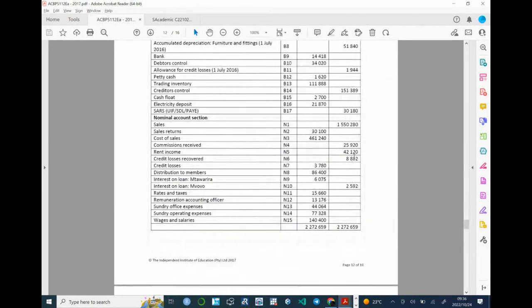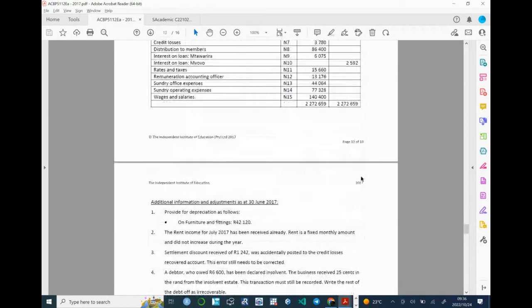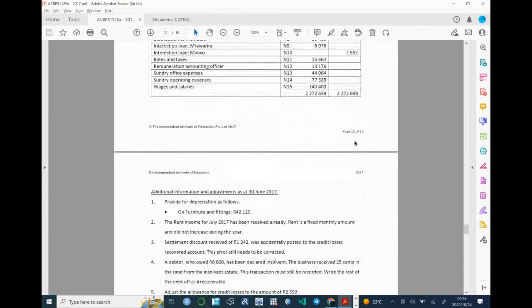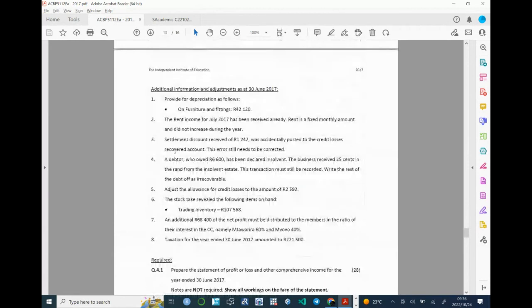So we need to look at our rent income. Is it rent income or rent expense? It's rent income. So we take that 42,120, we divide it by 13. So we know how much we're getting every month, and then we minus it in the income statement. We reduce it by whatever amount we got when we divided by 13. Then we go to number 3. Number 3, settlement discount received.